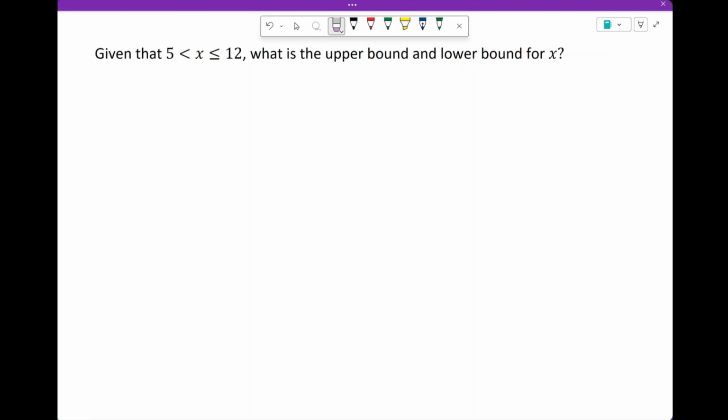To investigate this, we're going to look at this inequality here, which is saying that x is greater than 5, but is the same as or less than 12. So essentially, it's a number between 5 and 12, where we can be equal to 12, but we can't be equal to 5. And the question asks, what is the upper bound and what is the lower bound for x? Because there are two types of bounds you're going to be asked to find. So we first just need to figure out, what do we mean by our upper bound and lower bound?